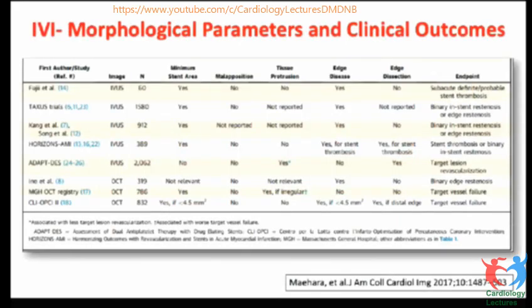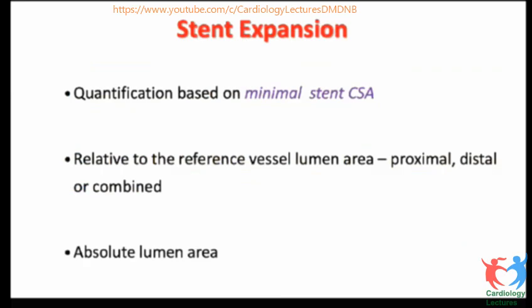If you see expansion, you take any of the studies, expansion is the most important parameter to predict either stent thrombosis or stent restenosis. How do you define your stent expansion? Stent expansion is quantified based on the minimal stent cross-sectional area. Two ways of expressing it. One is relative to the reference lumen area, which is either proximal, distal, or combined. Or the second way is expressing it as an absolute lumen area.